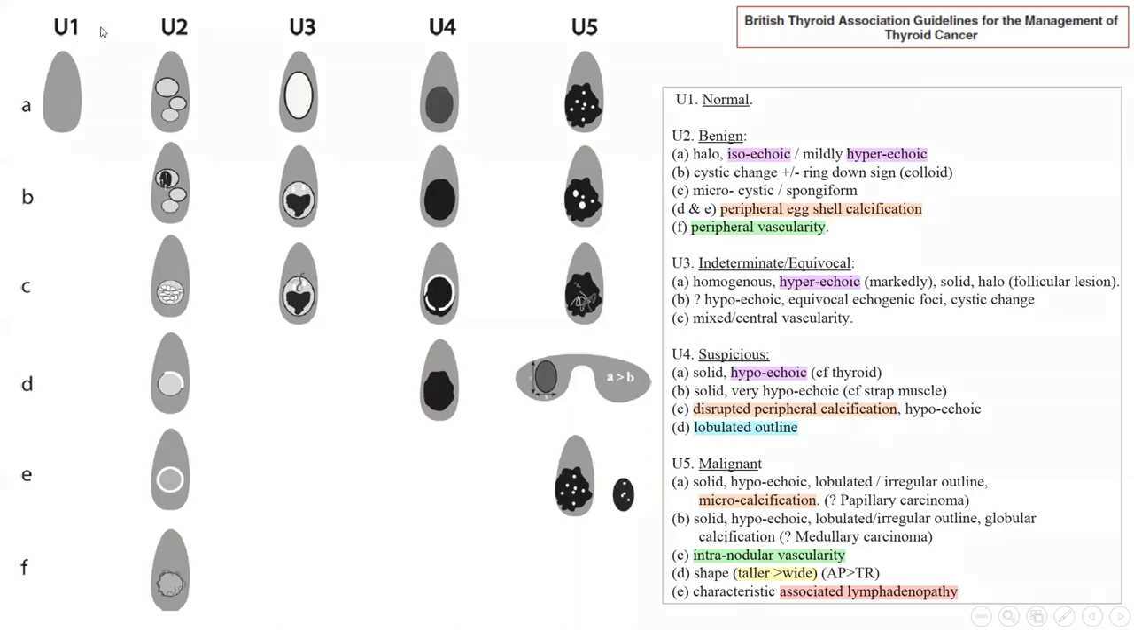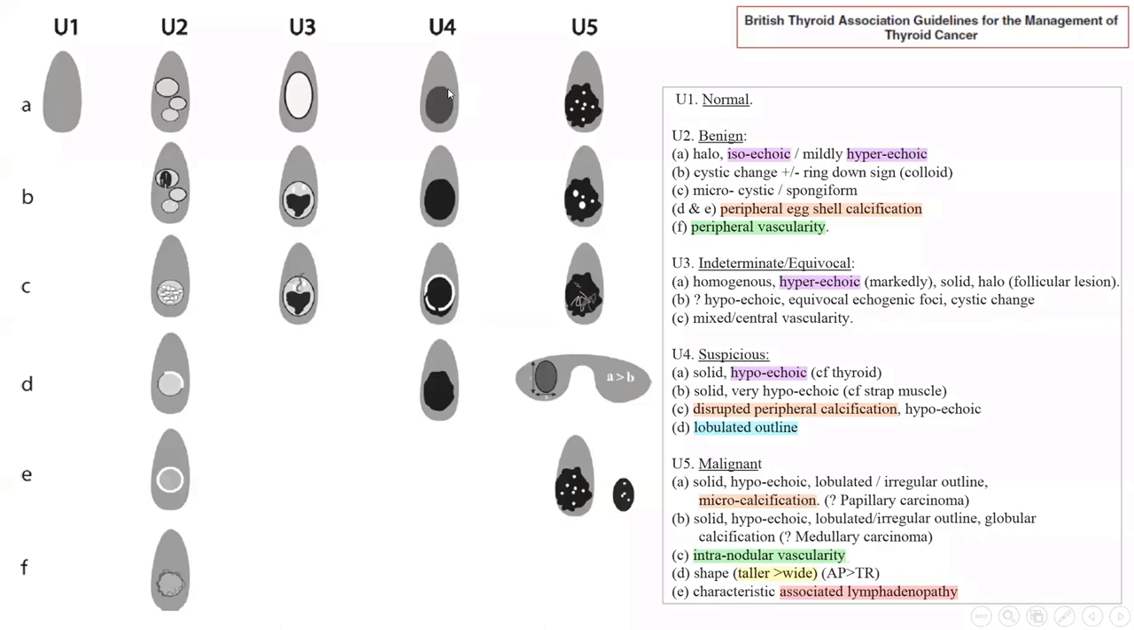So U1, no need for fine needle aspiration biopsy. U2, no need for fine needle aspiration biopsy in most cases. But for example, if you have U2 but the patient has a family risk of thyroid cancer, you must do fine needle aspiration biopsy. If you have U2 and the patient has a previous history of radiation, you must do fine needle aspiration biopsy. U3, U4, U5, you must do fine needle aspiration biopsy because the suspicion of malignancy is high.